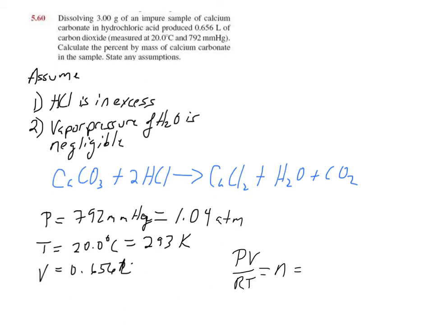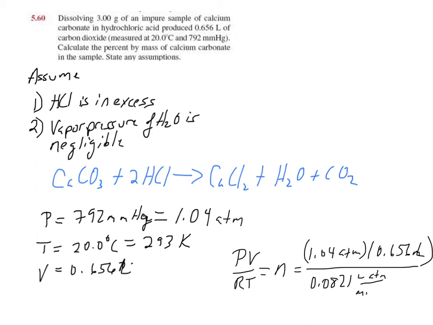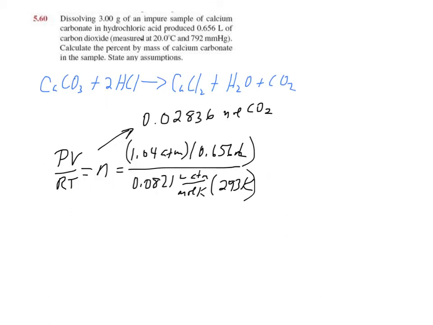So that's going to equal the 1.04 atmospheres times 0.656 liters divided by 0.0821 liter atmospheres per mole Kelvin times 293 Kelvin. And when we do this, the number of moles we get is 0.02836 moles of CO2.